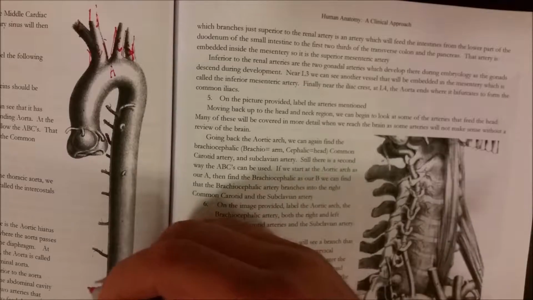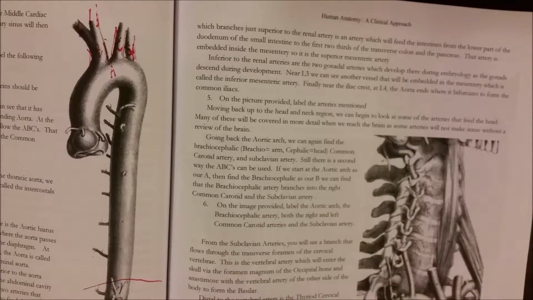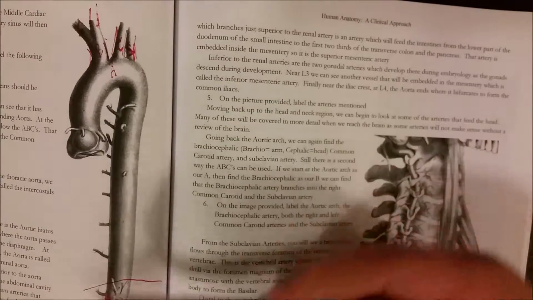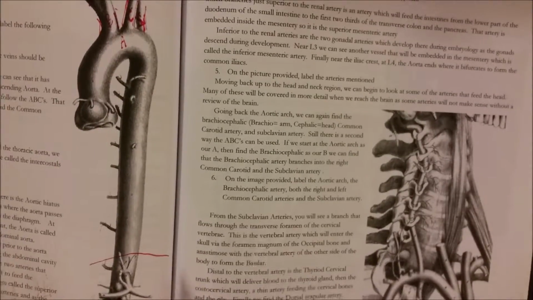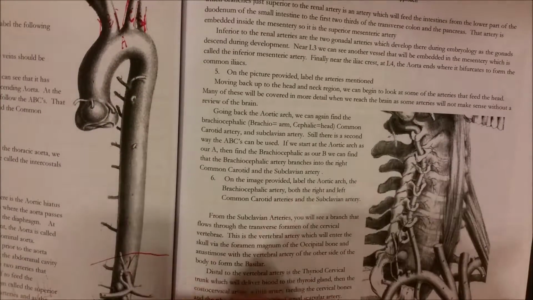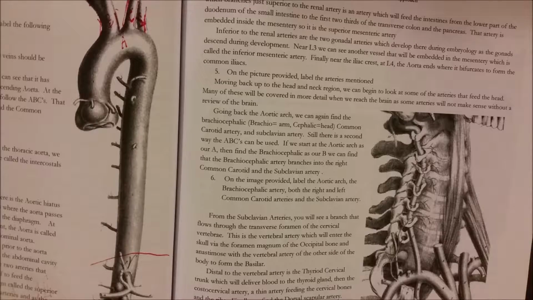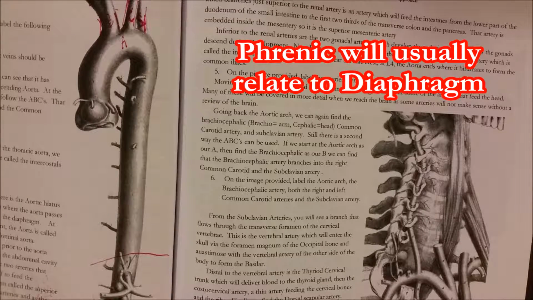Now, before you get there, you have the diaphragm here, and it separates the thoracic cavity from the abdominal cavity. And that's one of the big things that you want to actually pay attention to. Before we get into the abdominal cavity, we have two blood vessels that come off, which feed the diaphragm, which are called the phrenic arteries. Now, anytime you hear phrenic, it usually is going to have to do with the diaphragm.